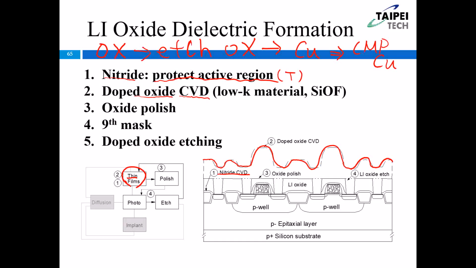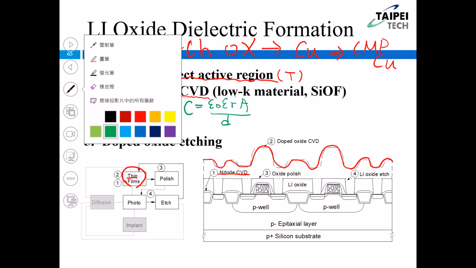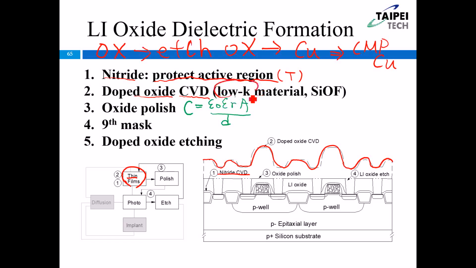Do you still remember the equation for the capacitance? C is equal to epsilon 0 epsilon r times the area divided by D, right? And where is the K? For low K, why do we want the low K? Low K means we want the low epsilon r. This K is the epsilon r. In school, the professor will show you epsilon r is the dielectric constant, right?